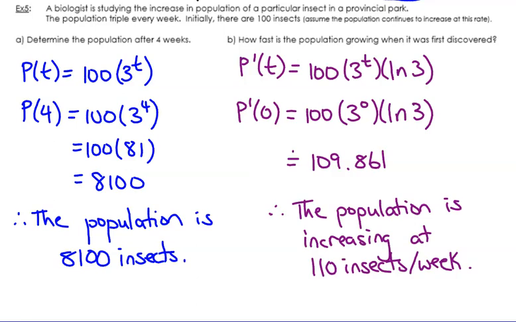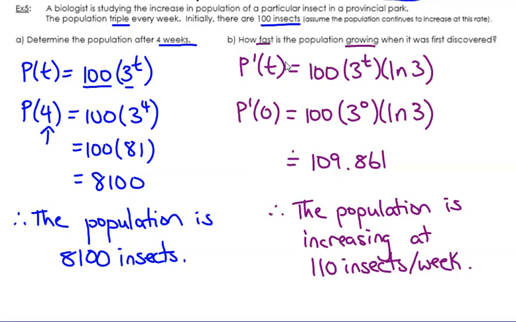Okay, saying that they triple every week gives you the base. That is the rate at which it increases. And they also gave you the initial population, which goes right in front, to the power of t for the 3. So if you want 4 weeks, you're going to enter 4 into your time, and solve for the answer. So the population of insects is 8,100 in 4 weeks.